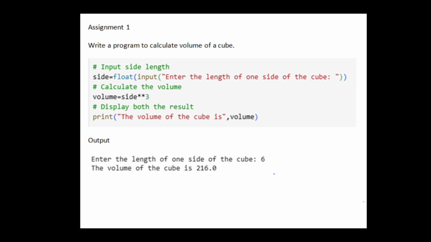After that, we get volume equal to side to the power 3. Here volume is another variable where we kept the calculation side cubed. And finally, we use the print function to show the result to the user. Now, if we put side equal to 6, then the volume of the cube is 6 cubed, that is equal to 216.